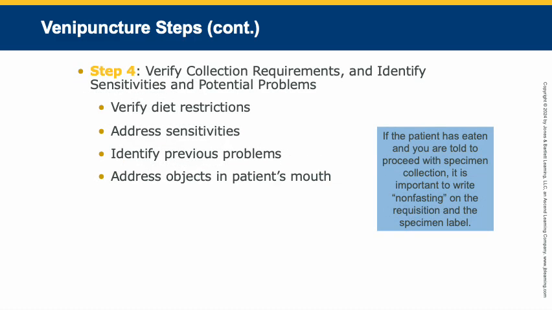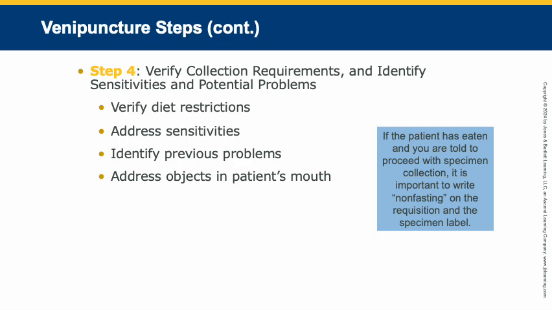Okay, step 4, verify the collection requirements, sensitivities, and problems. So let's verify some diet restrictions here. Eating can alter blood composition. So for any kind of diet restrictions that your patient has, like if they were supposed to be fasting, this means refraining from eating for a certain amount of time, then make sure that you ask your patient, when was the last time that you ate? What if there's a restriction like NPO? That means nothing by mouth for surgery, okay? Usually the patient may have water during their fasting period, and that's pretty much it.